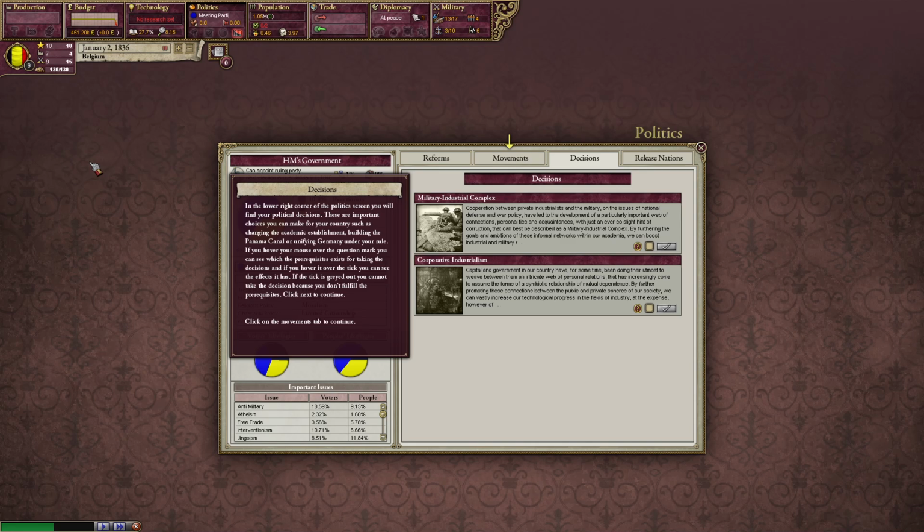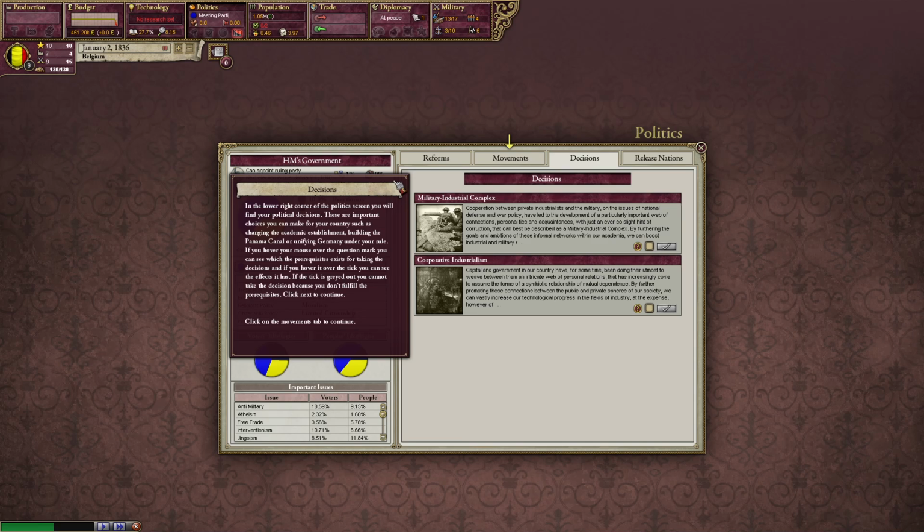Decisions. In the lower right corner of the politics screen, you will find your political decisions. These are important choices you can make for your country, such as changing the academic establishment, building the Panama Canal, or unifying Germany under your rule. If you hover a mouse over the question mark, you can see the prerequisites for taking the decisions, and if you hover over the tick, you can see the effects it has.